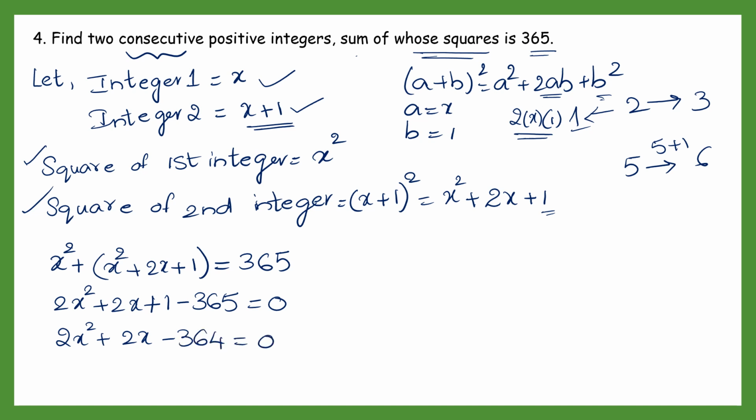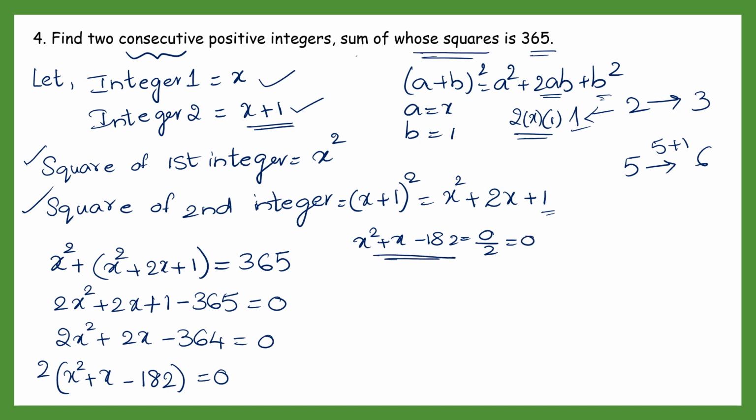So if you observe, 364 is also divisible by 2. Here 2, here 2. So let's take 2 as common. You will get what? X square plus x minus 182. So if this 2 comes to right side, it will become 0 divided by 2. 0 divided by 2 is nothing but 0. So we got the quadratic equation here, x square plus x minus 182. Let's factorize it and find the value of x.